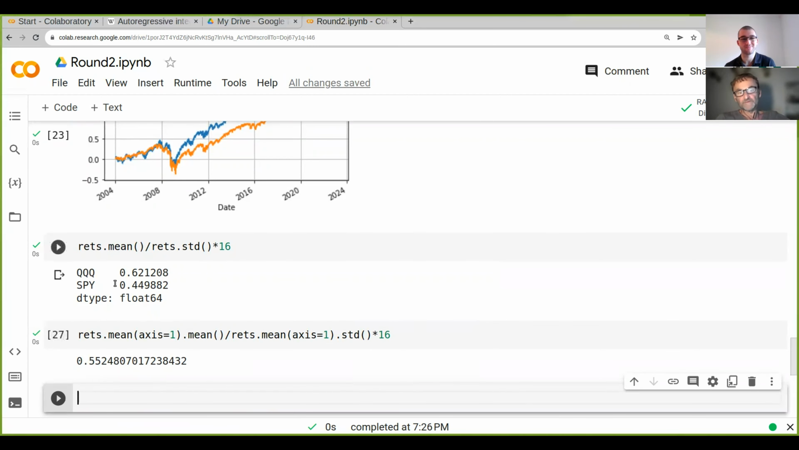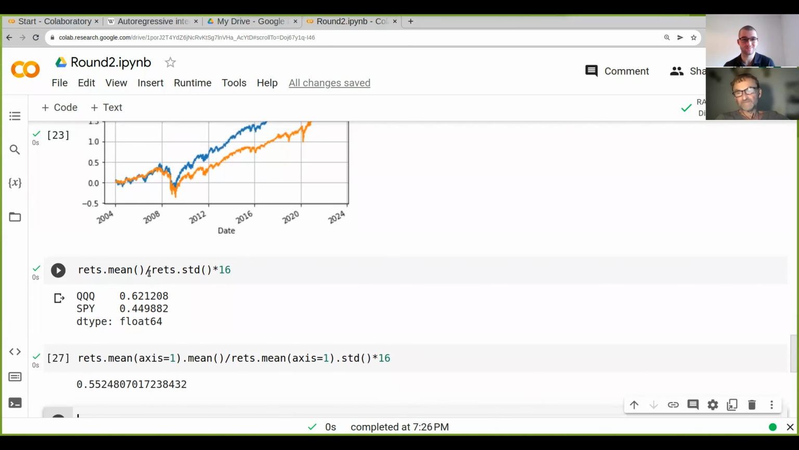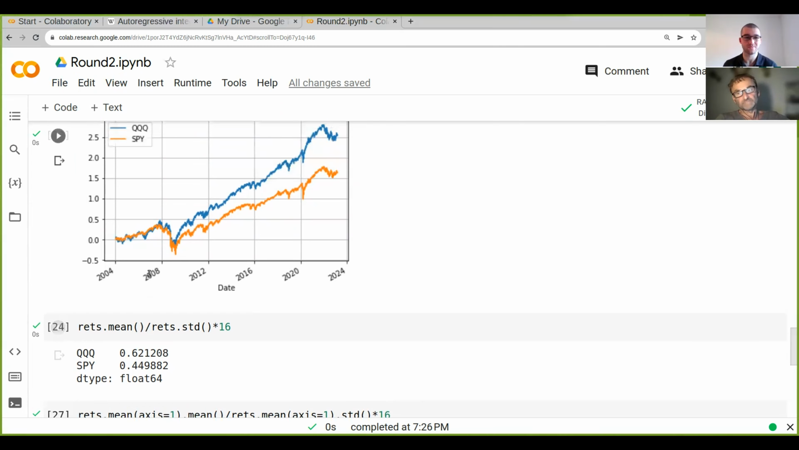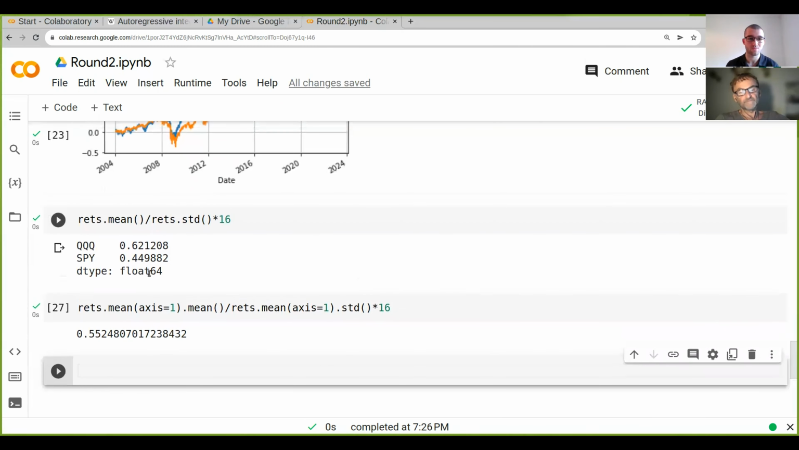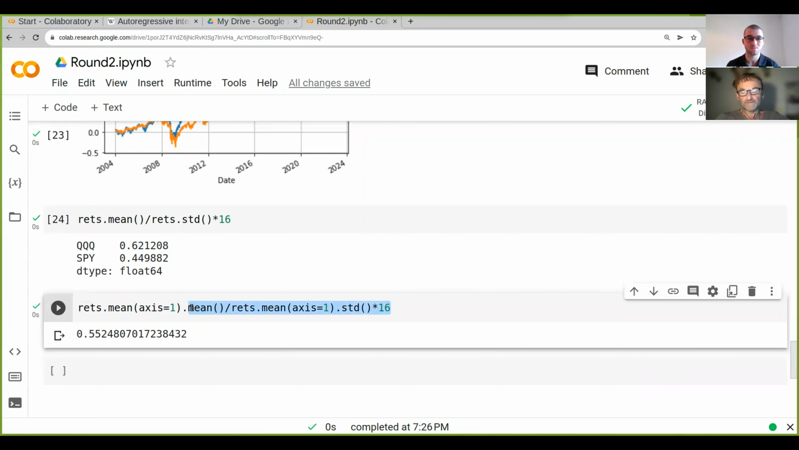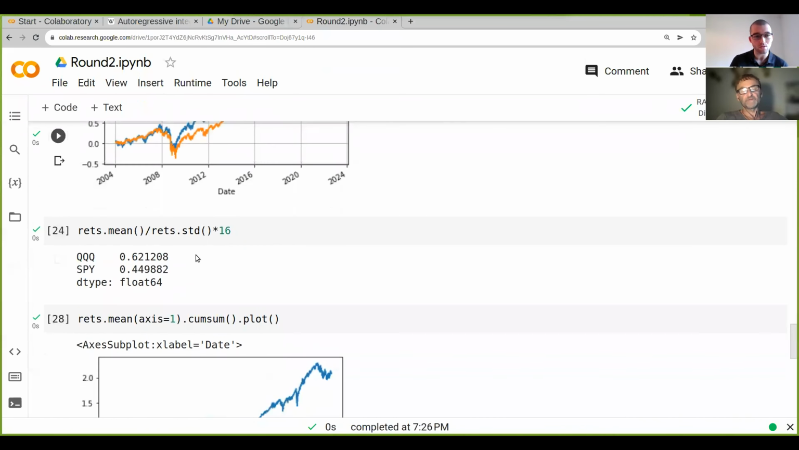So it's not quite as good as just investing into QQQ, right? So maybe we should put all our money into QQQ. Okay. It's not perfect, but what we could do is at least have a look at how the strategy performs in a plot. So we just go again, cumulative sum dot plot. And so this is basically the strategy.